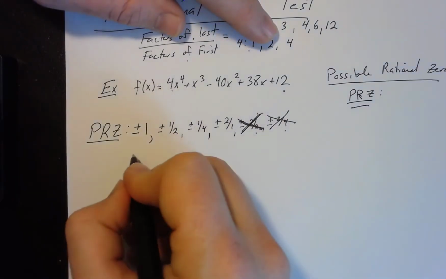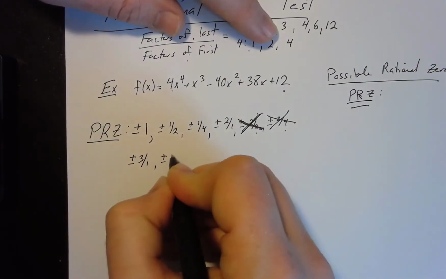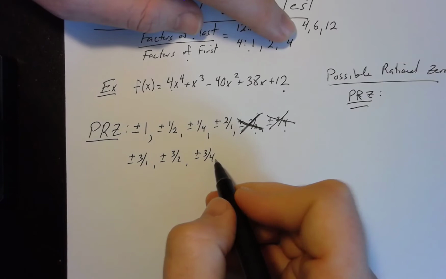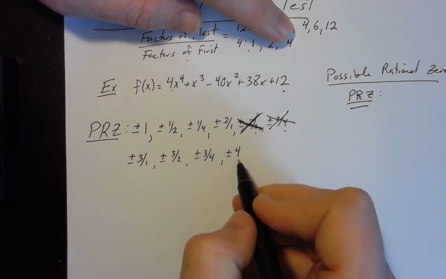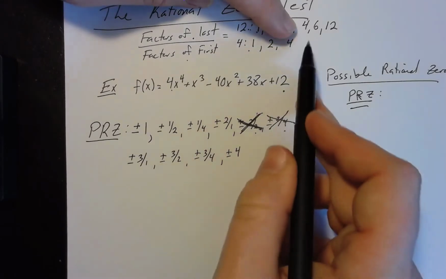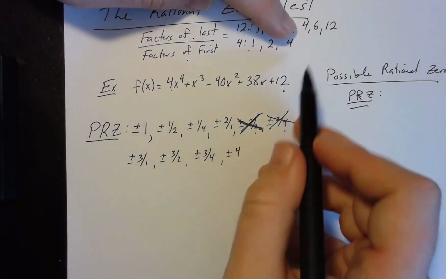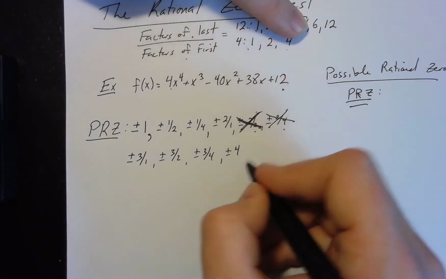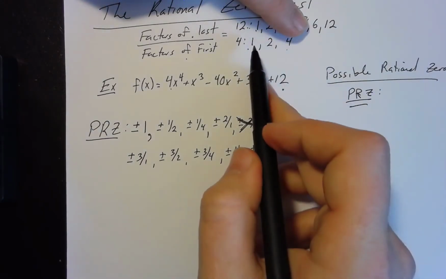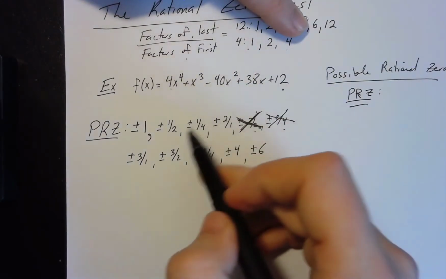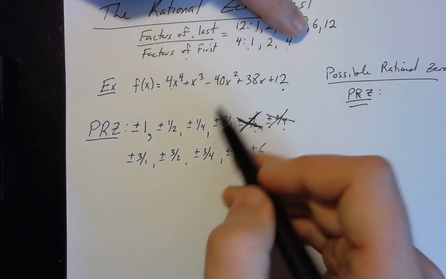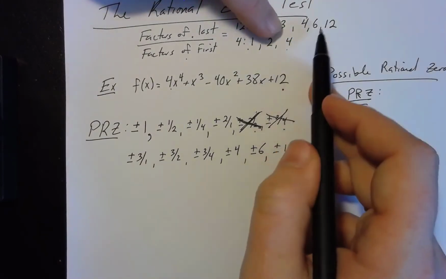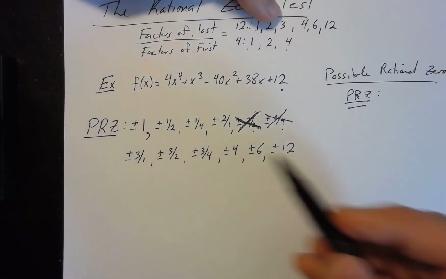So I'm going to continue this pattern. It's plus or minus 3 over 1, plus or minus 3 over 2, plus or minus 3 over 4, and you'll notice none of those are repeats. I'm going to move over to 4, and that's going to be plus or minus 4 over 1, which I'm just going to rewrite as 4, because I don't need to see that division by 1. But 4 over 2 is 2, which I already have, and 4 over 4 is 1, which I already have. So I'm going to skip writing the rest of those. Let's move on to 6. My next one is going to be plus or minus 6, because it's 6 over 1, and then plus or minus 6 over 2, but 6 over 2 is 3, and I already have that. And then 6 over 4 is 3/2, and I already have that. So we're going to skip writing those. And then finally, plus or minus 12. Again, 12 over 2 is 6, and 12 over 4 is 3. I have both 6 and 3, so I don't need to repeat those.